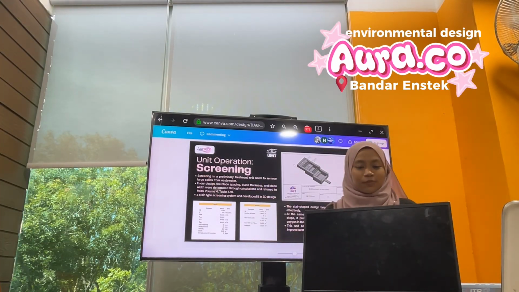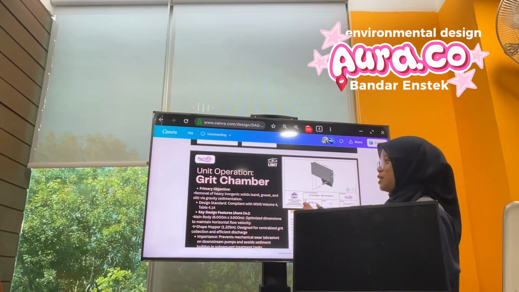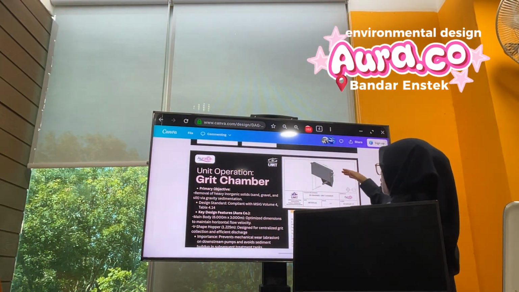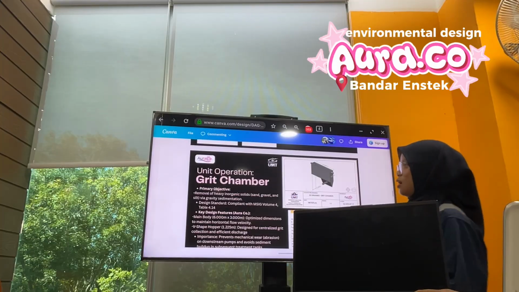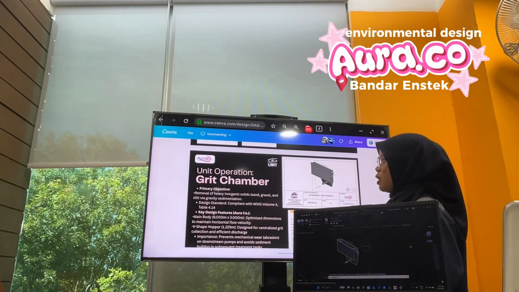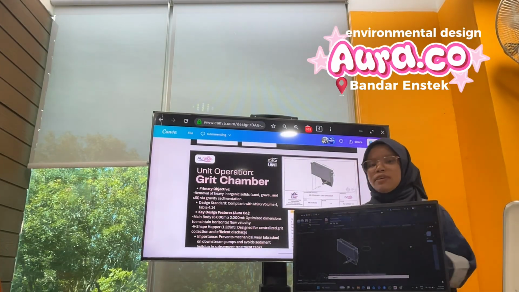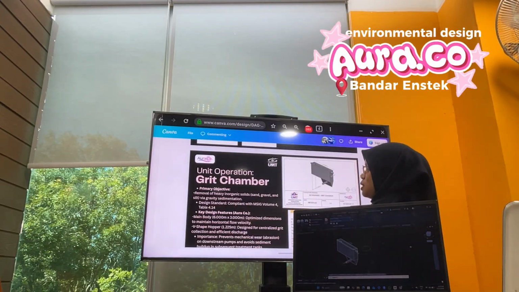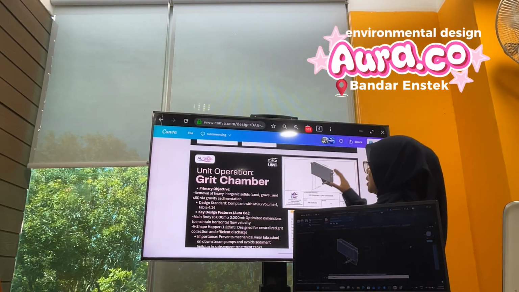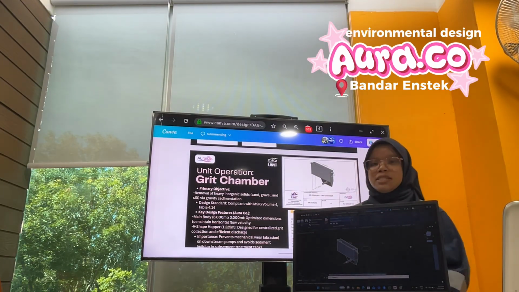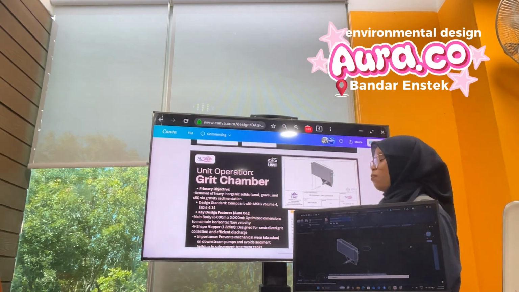Okay, that's all. Our next unit operation is the grit chamber. This is the final result of the grit chamber. The primary objective is to remove heavy inorganic solids like sand, gravel, and silt via gravity sedimentation. This design complies with MSIG Volume 4 Table 4.14.